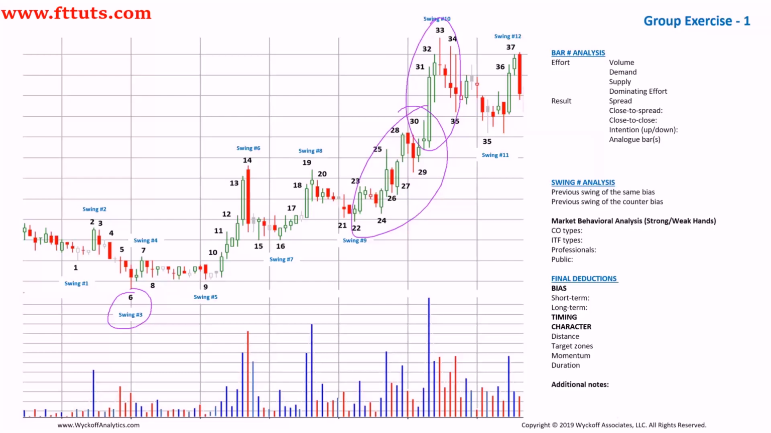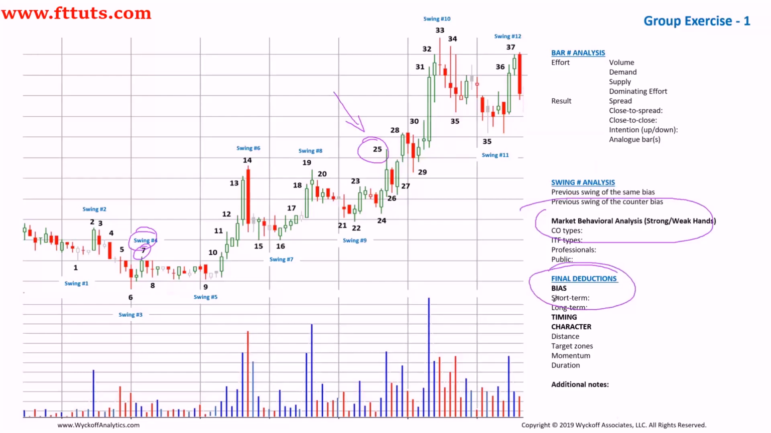So just go at your own pace. Maybe as a point of reference, let's do everything until point number 25, and that would be fair. I don't want to overwhelm you. But I want you to analyze all of these bars, all of these swings. I want you to think about the market behavioral analysis. I want you to deduce what is happening at bar number 9 that concludes this environment and suggests that we're going to go up. I want to hear your reasoning. I want to understand how your mind thinks on this.